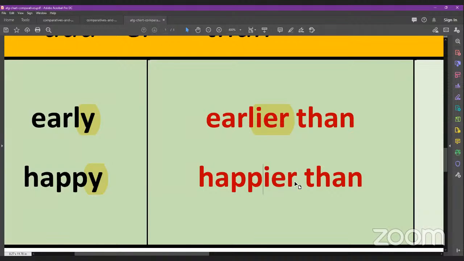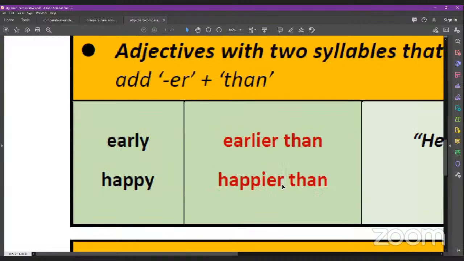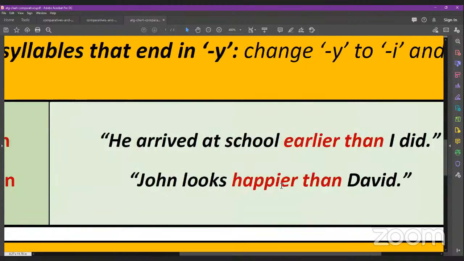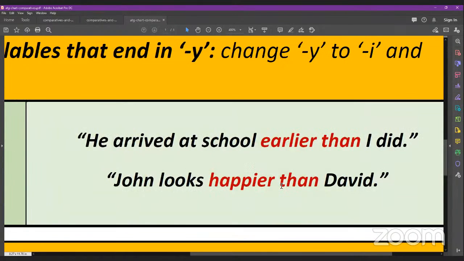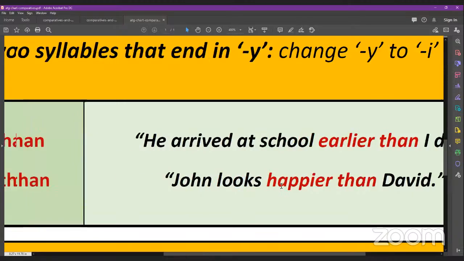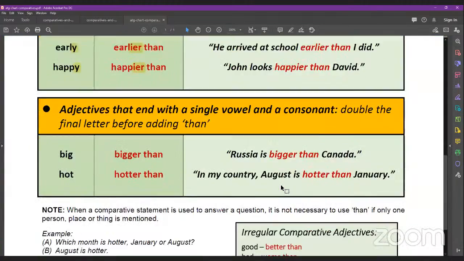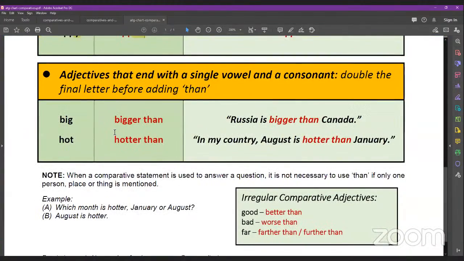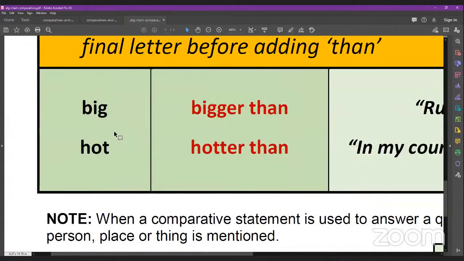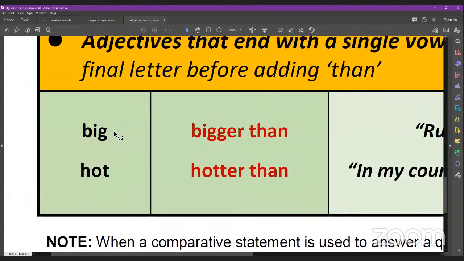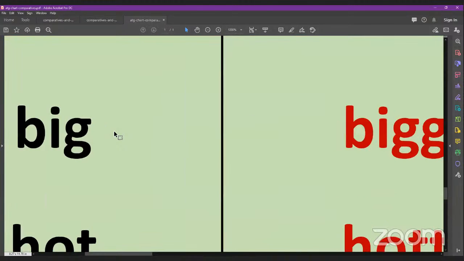You see the suffix? Cool. Let's check out some examples. He arrived at school earlier than I did. John looks happier than Davy. Let's continue. This is the last rule. As you can see, look, please.